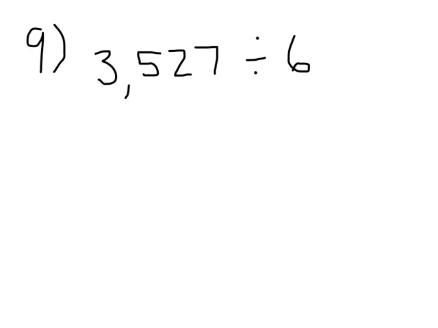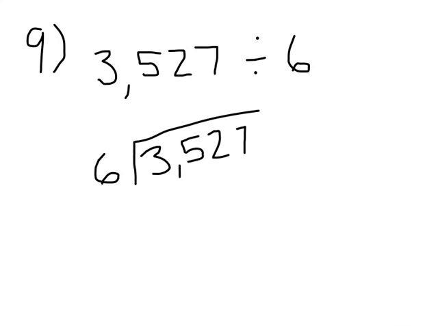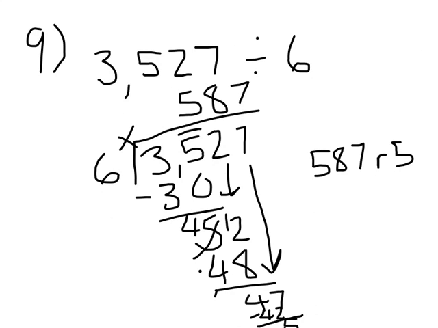Last problem to try on your own. What's 3,527 divided by 6? Go ahead and solve that problem now. 3,527 divided by 6 is 587, remainder 5. Check your work with mine. If you need to, pause the video to make sure our work matches.